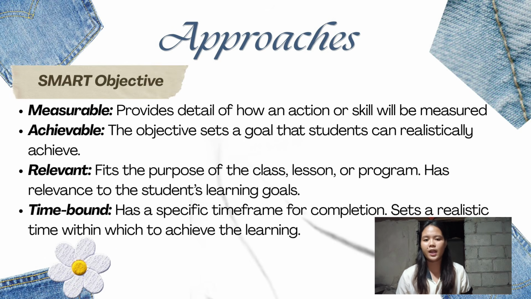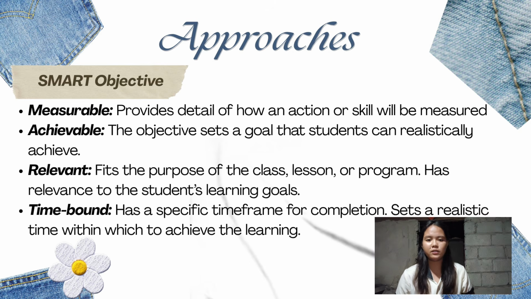Next is measurable. This means we should be able to check if students actually achieve the objectives. For example, students will identify 4 characteristics of an effective lesson objective. Now we can give them an activity and check if they were able to identify the 4 characteristics. So, measurable simply means, can I check if they did it?